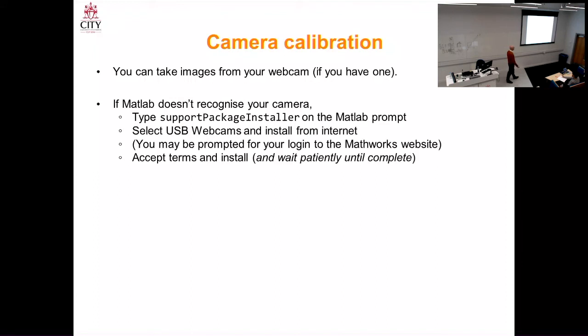If you want to calibrate a camera, it's not too hard. For example, if you have a webcam, you can grab images from your webcam on your laptop. Now, if MATLAB doesn't recognize your camera, it's okay. There's this thing called the support package installer. You can use that on the MATLAB command prompt, select USB webcams, log in to MathWorks if needed, and install the tools so that you can use your webcam. Just in case you have a problem with this, if you try it on your own.